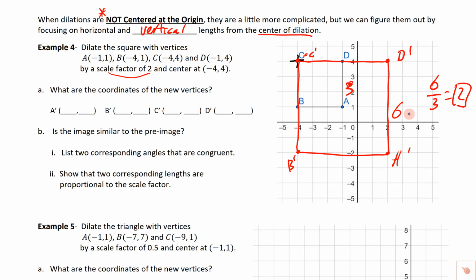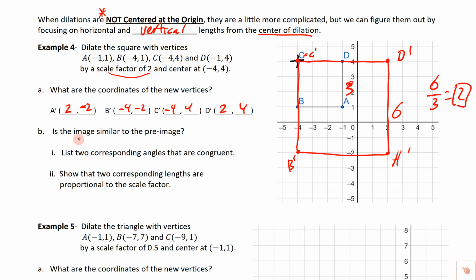So let's write down what the coordinates are. A is going to be 2, negative 2. B is going to be negative 4, negative 2. C gets to stay right where it was, negative 4, 4. And D is going to be 2, 4.